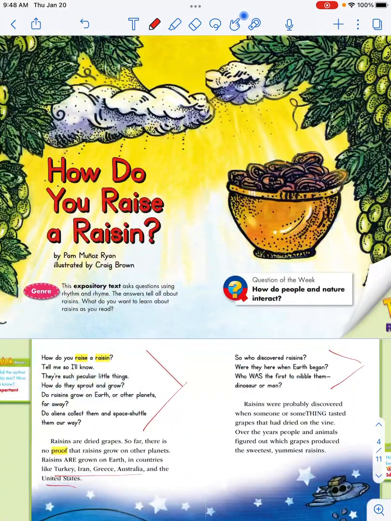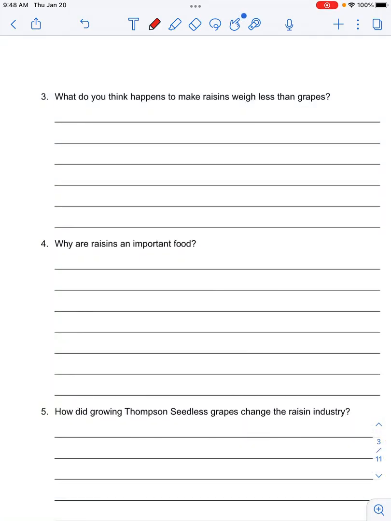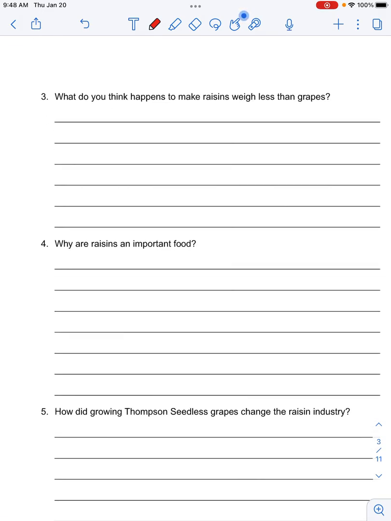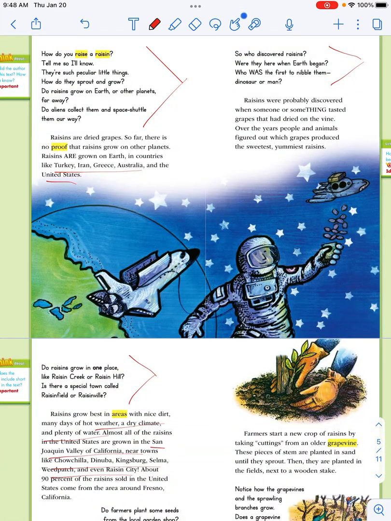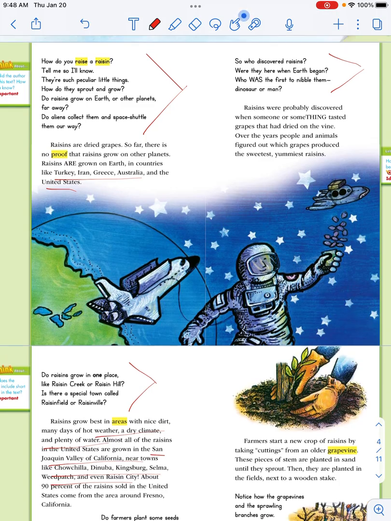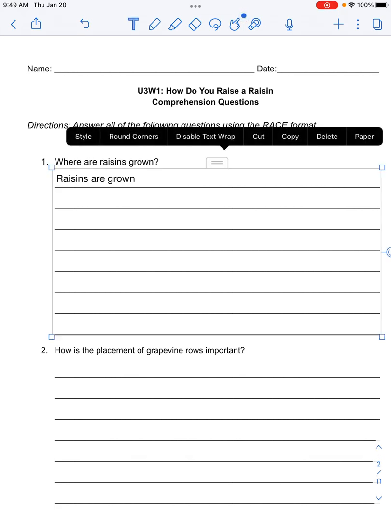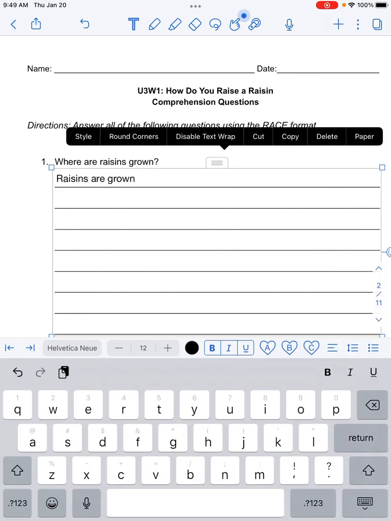I'm going to go back. I know that my answer has to be they are grown in many places around the earth, specifically ones that have warm weather and warm and dry climates, okay? So I'm going to put it in my own words first because A should be in your own words. So I'm going to say raisins are grown in many hot and dry places around the world, period.